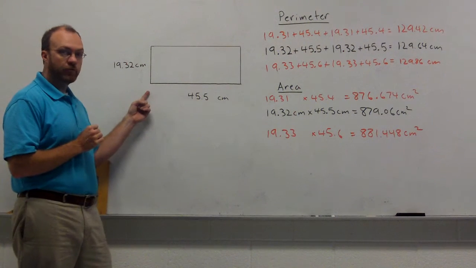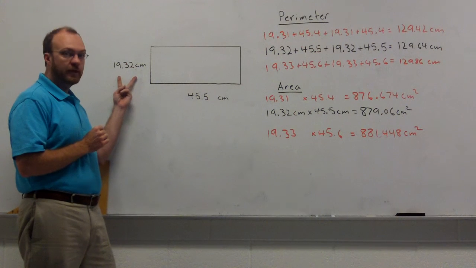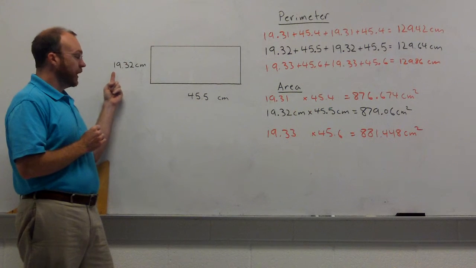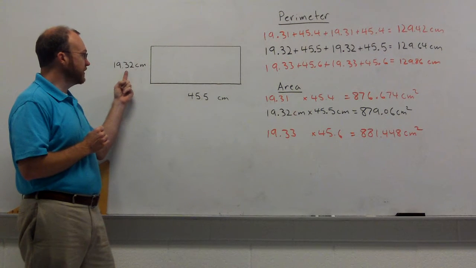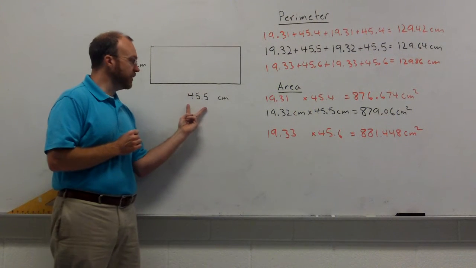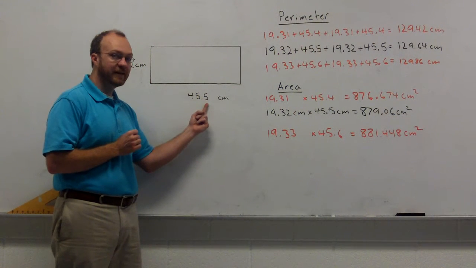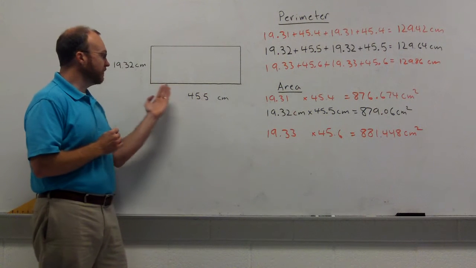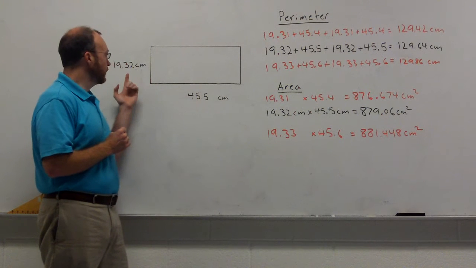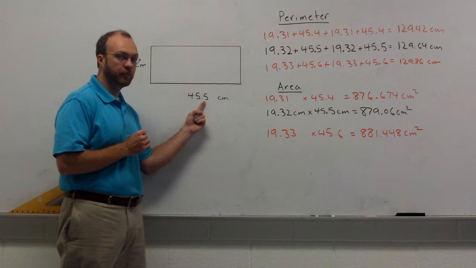So here on the board you have a picture of a rectangle, and I've made measurements of each side. Here I measured this side to be 19.32 centimeters. So notice, I measured the tens exactly, the ones exactly, the tenths exactly, and I estimated the hundredths place. And on this side I measured it to be 45.5 centimeters. I measured the tens and the ones and estimated the tenths. The reason that I've estimated to a different place is I used a different ruler for each one. So here the ruler was precise to the hundredths place. Here it's only precise to the tenths place.